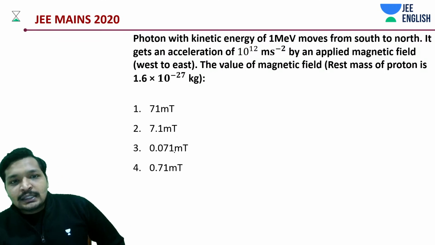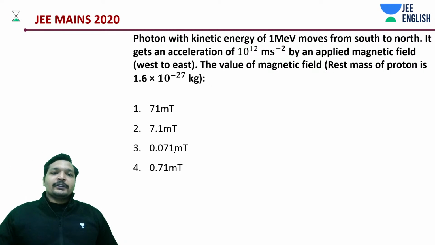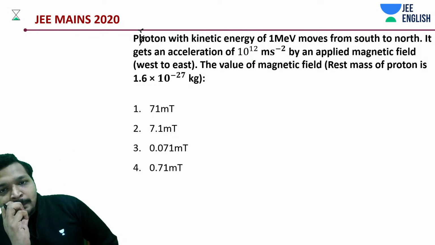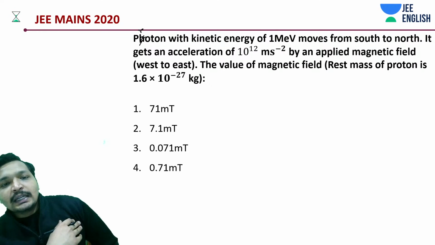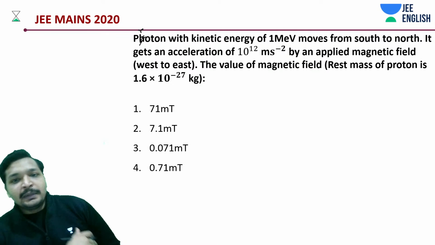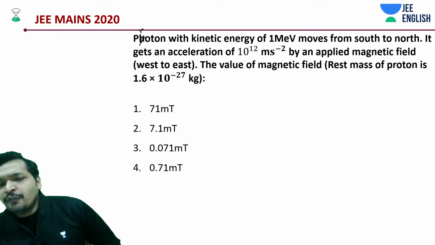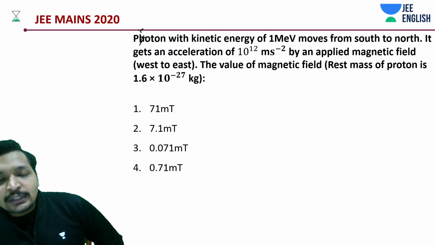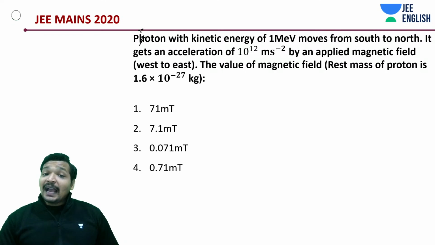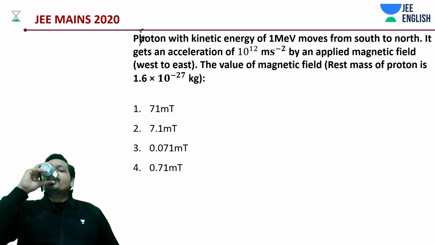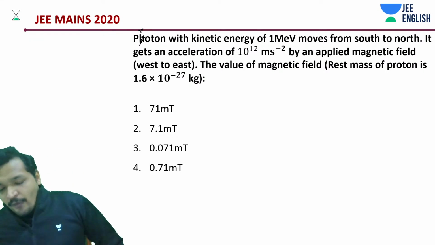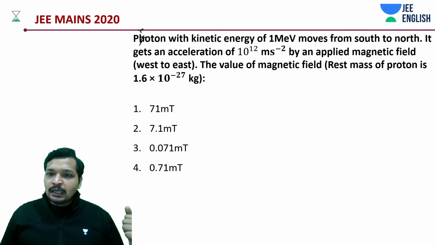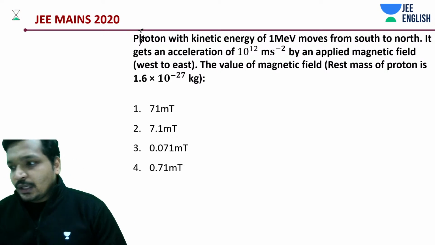Photon with kinetic energy, it's actually proton. I guess it cannot be photon because photons don't have charges, so it should be proton. So a proton with kinetic energy of 1 mega electron volt moves from south to north. It gets an acceleration of 10 to the power 12 meters per second square by an applied magnetic field west to east. Then what should be the value of magnetic field such that it is able to get the 10 to the power 12 meters per second square acceleration? Velocity and field are perpendicular, right? Moving from south to north, field is from west to east.